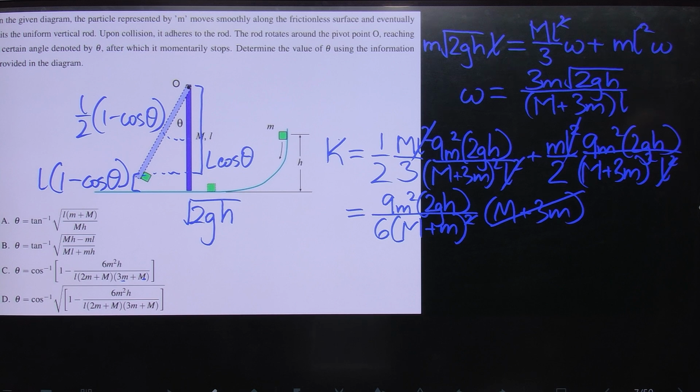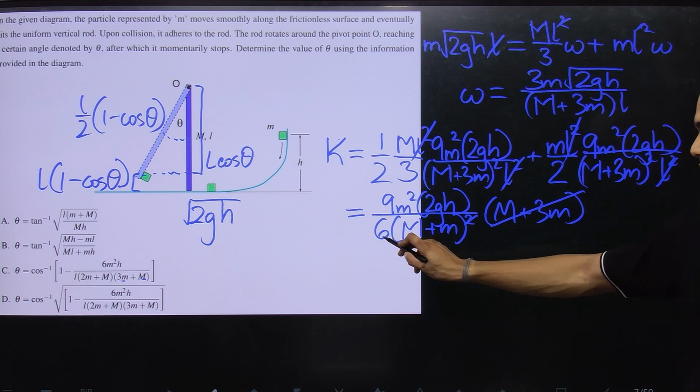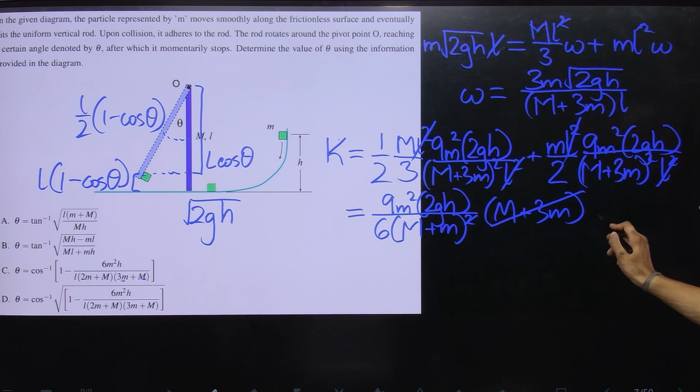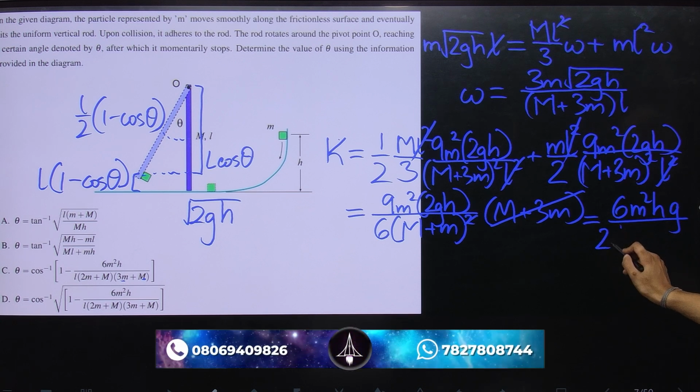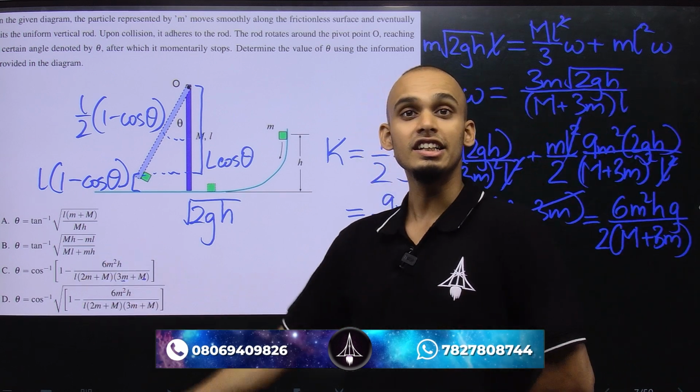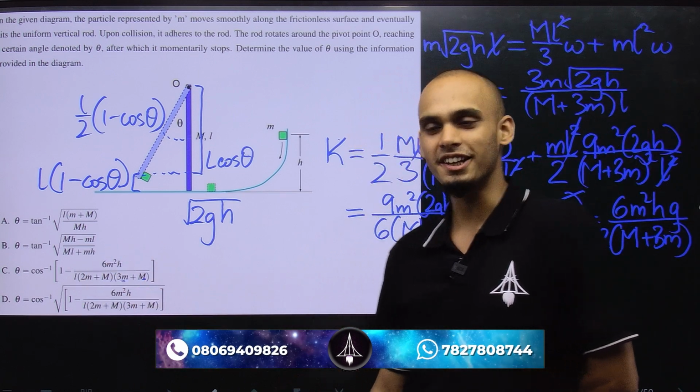Now if we just cancel 1 3 from here and leave it at 6, then we will get this term as 6 into m square h into g upon, we had cancelled 3, right? So twice of capital M plus 3 times small m will remain. Now we can see 6m square h. 6m square h is another pattern that is repeating over here.